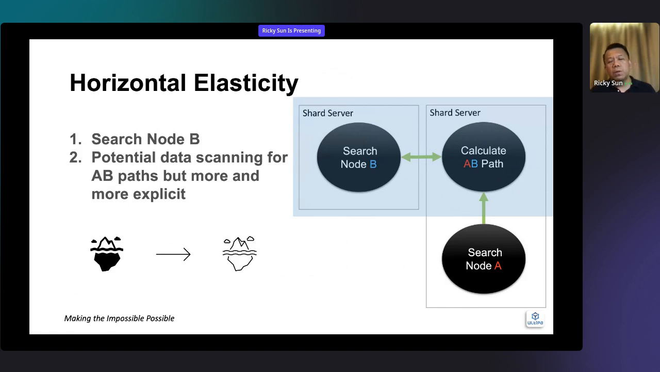So how do we do horizontal elasticity? For instance, assuming we're doing a search for node B on one shard server, and there's a potential data scanning for the A/B path, right? If no optimization is done, there could be a lot of data exchanges in between the shard servers simply to calculate their path. But there are explicit optimizations that can be done to avoid much data scanning.